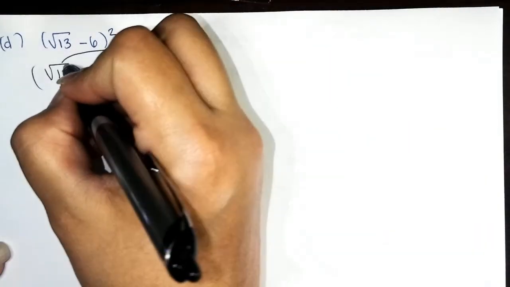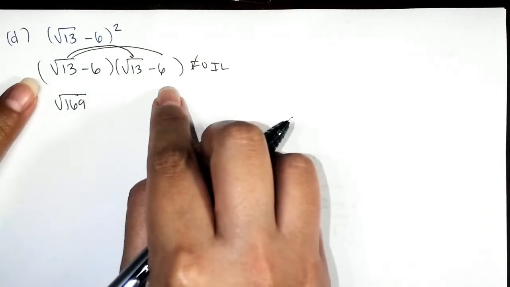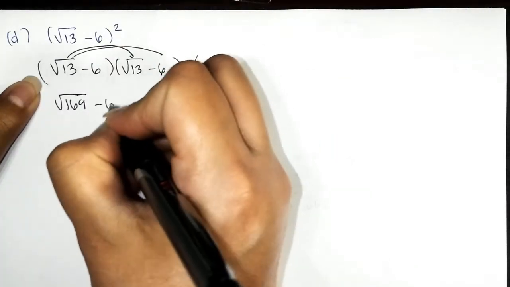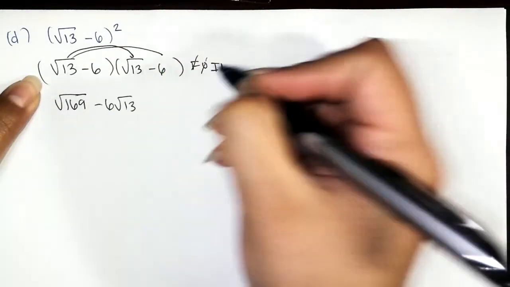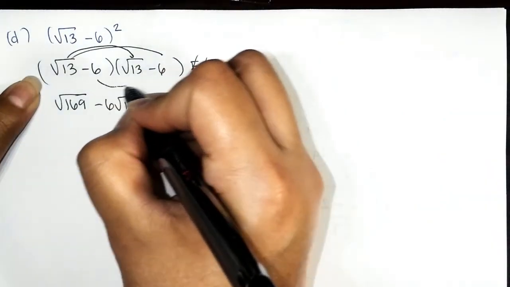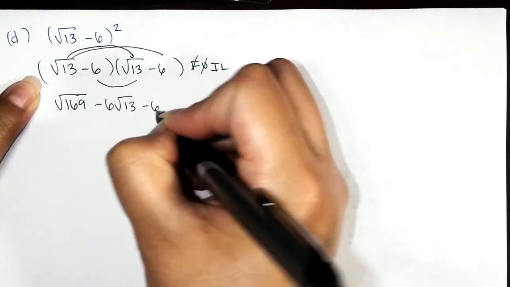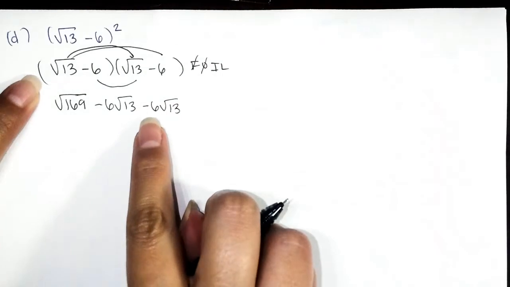Product of the outer terms, square root of 13 times negative 6 will leave us with negative 6 times the square root of 13. Product of the inner terms, negative 6 times the square root of 13 will give us negative 6 times the square root of 13. Please don't change the signs, okay?